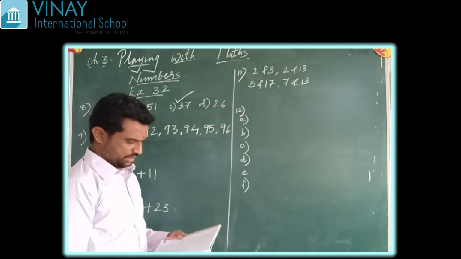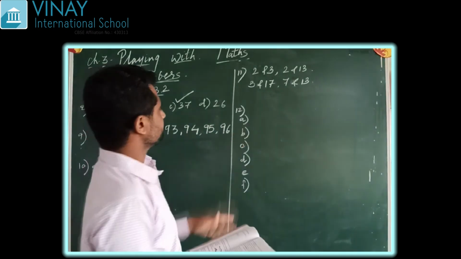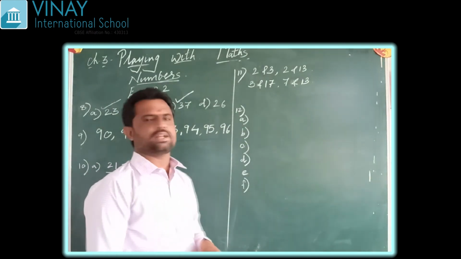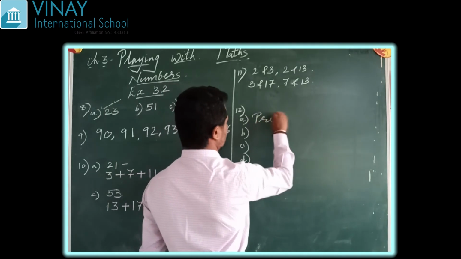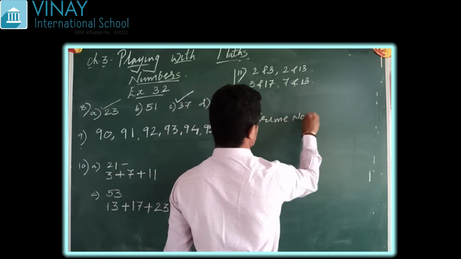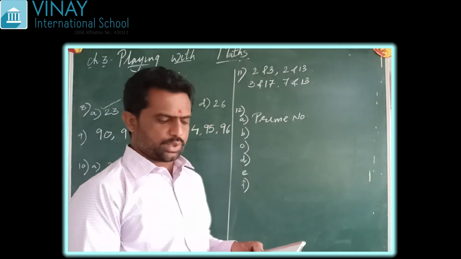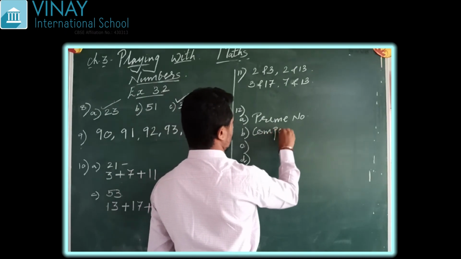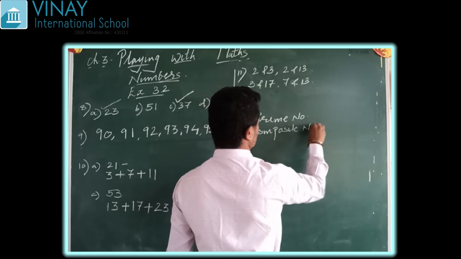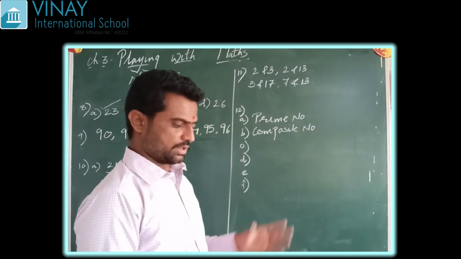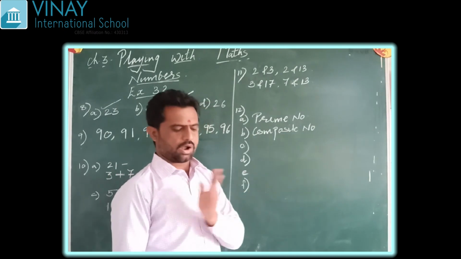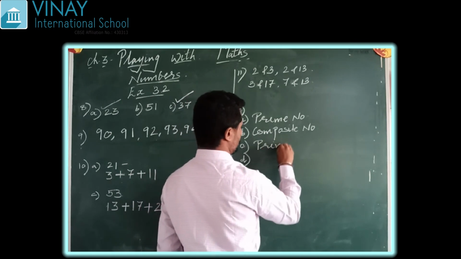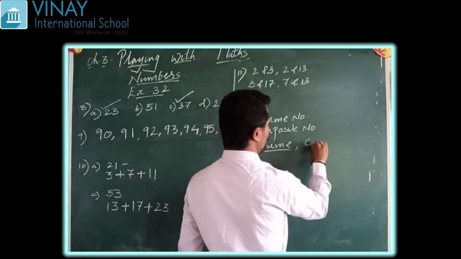Now question number 12 is fill in the blanks. First one: the number which has only 2 factors is called a prime number. B: the number which has more than 2 factors is called a composite number. C: 1 is dash or dash. 1 is neither prime nor composite.